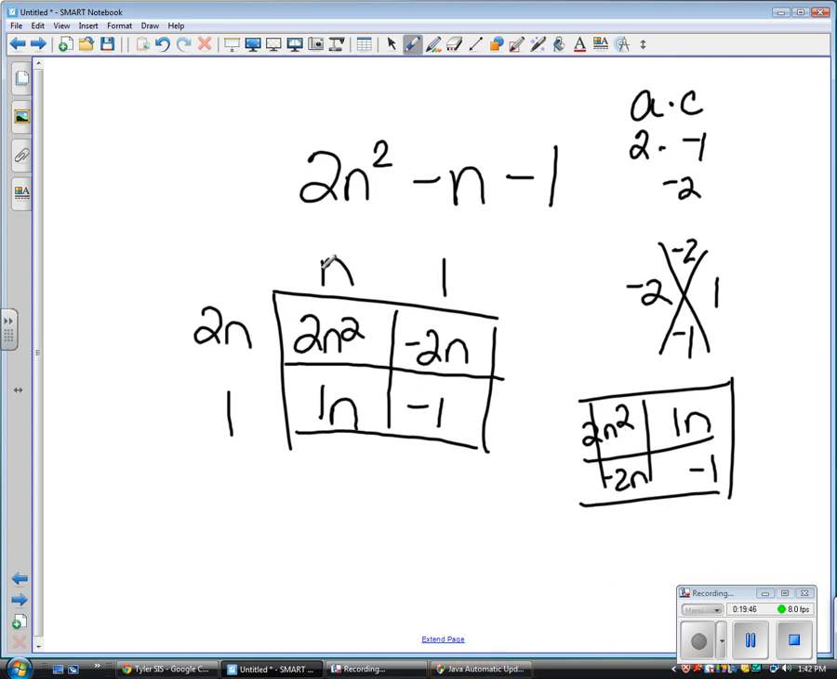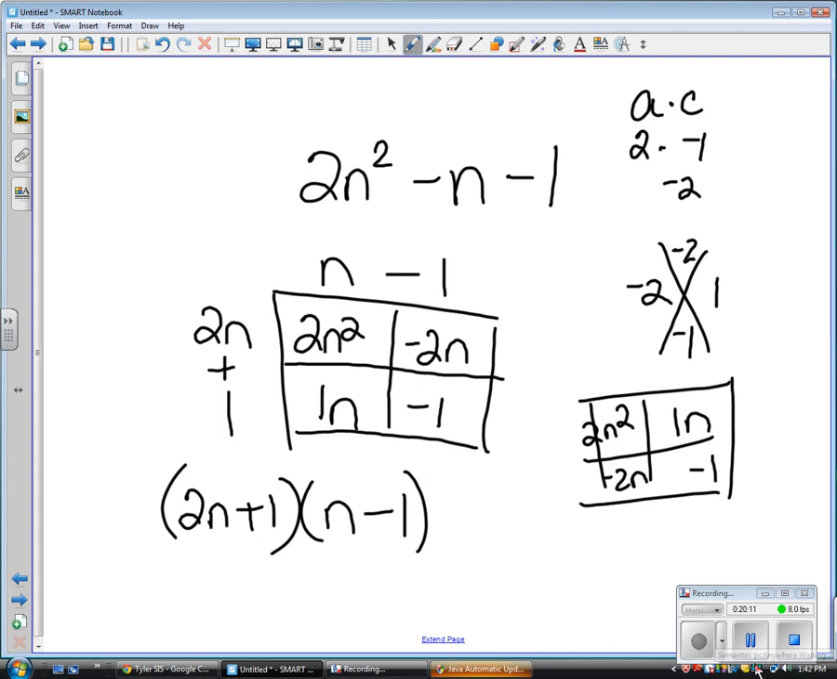This was positive, right? So both of these are going to remain positive. This was negative, so this now becomes the subtract or negative. This was positive, so this is going to be positive, which means that's going to be plus. So I have 2n plus 1 and n minus 1. If you want to, you can FOIL this to check, and you should come up with your answer.